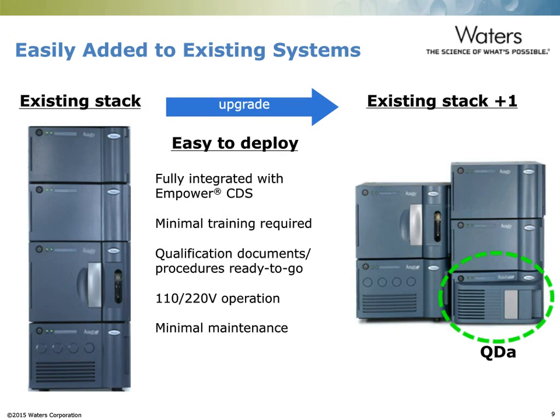So if we look now at implementing the AcuityQDA, you can see we have what would traditionally be an existing optical-only based instrument configuration. And then moving over, you can see the AcuityQDA circled on the right-hand side at the bottom of the stack. So it's roughly the same size as an optical detector. As I mentioned, it fully integrates into Empower. And what we found is that there's really minimal training needed in order to use or collect meaningful data with the QDA. It really is as simple to use as an optical detector.